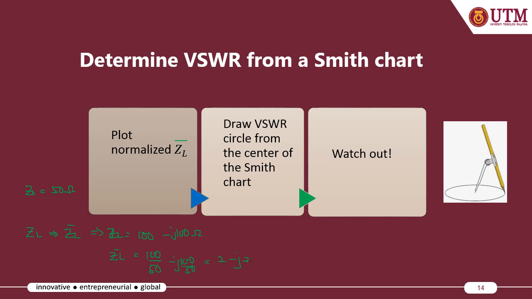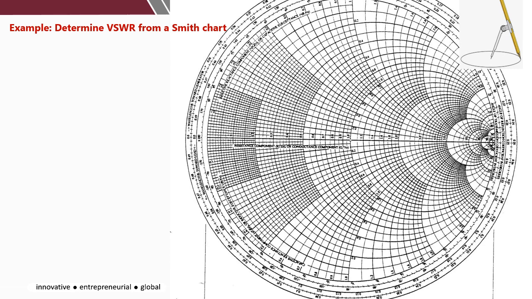Next, you draw a circle from the center of the Smith chart. That's representing the VSWR circle. So please get ready with the compass and protector. It'll be good to estimate the circle by using the compass protector. Next, watch out for the VSWR value from the Smith chart. Okay, let's look at an example. Before that, to determine VSWR, you need to draw a circle. Please get ready with your compass protector.